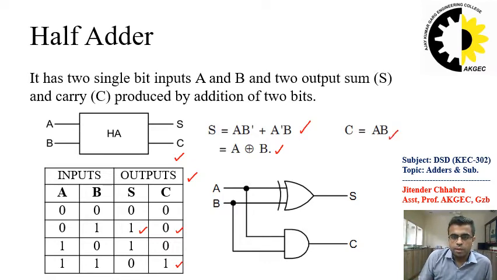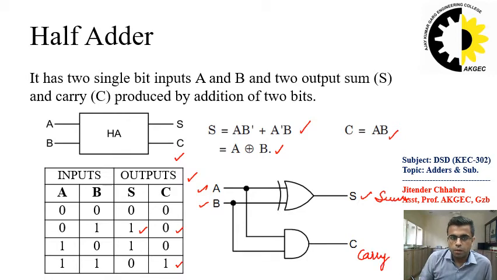Now we can prepare a circuit very easily. When these two inputs A and B enter an XOR gate, we get the sum, and when these two inputs A and B enter an AND gate, we get the carry.